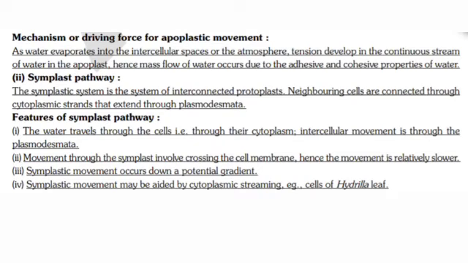Features of symplast pathway. The water travels through the cells, that means through their cytoplasm. Intercellular movement is through the plasmodesmata. Movement through the symplast involves crossing the cell membrane. Hence, the movement is relatively slower. Symplastic movement occurs down a potential gradient. Symplastic movement may be aided by cytoplasmic streaming. Example, cells of Hydrilla leaf.